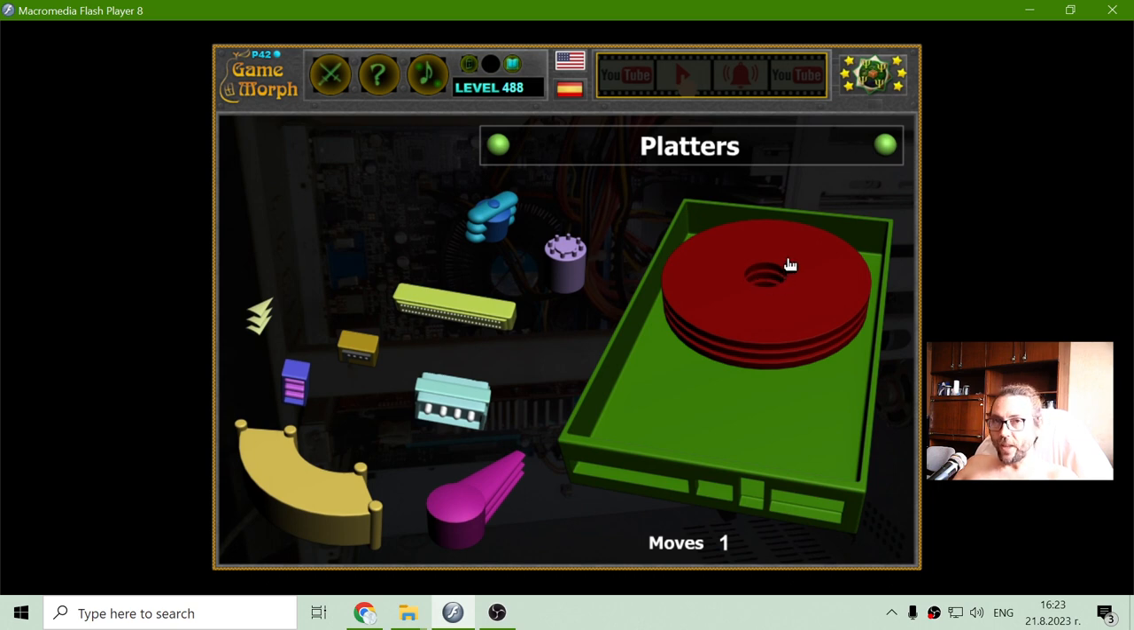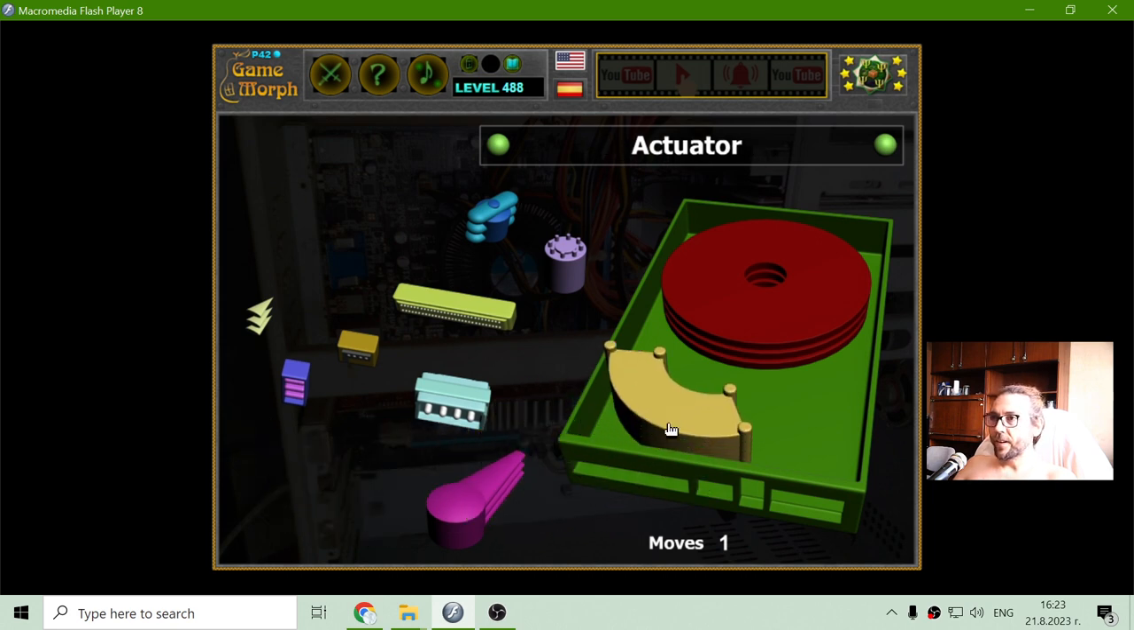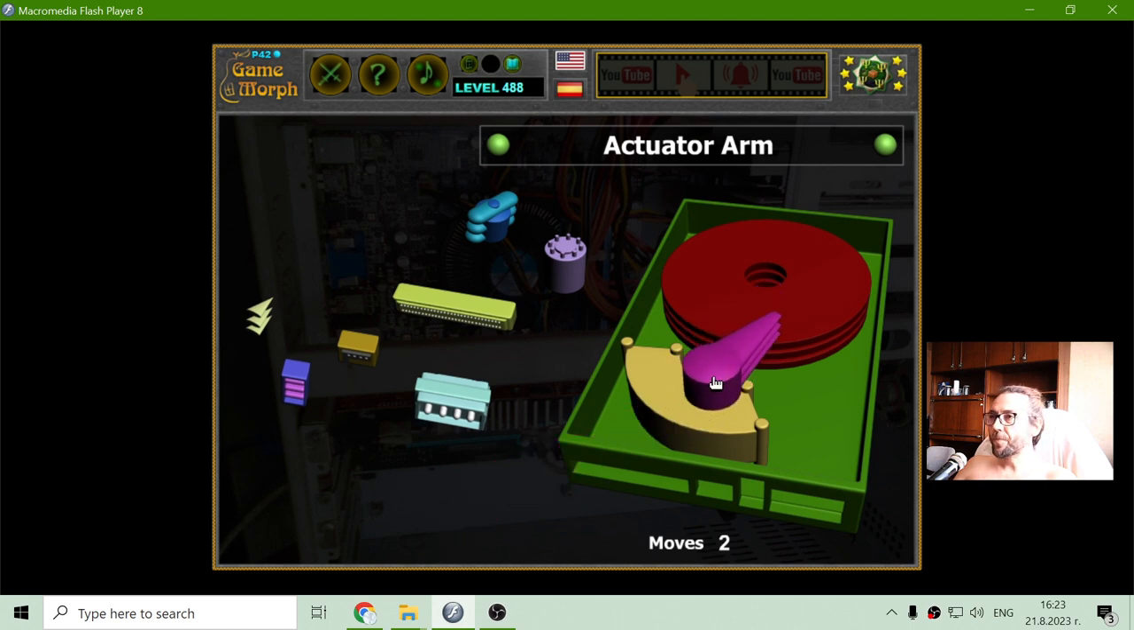and they rotate inside at a very fast speed. But now we need to place the actuator and the other parts which will read the data from the plates. Okay, so we have an actuator and the actuator arm, and we should search for heads. There are the read-write heads. Right, they are at the edge of the arm.